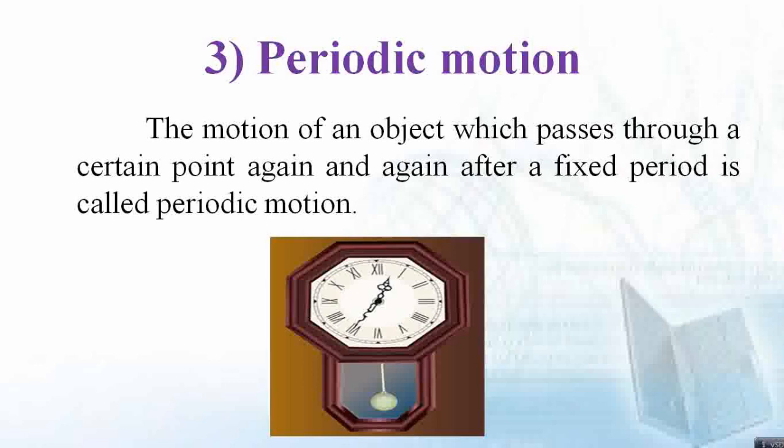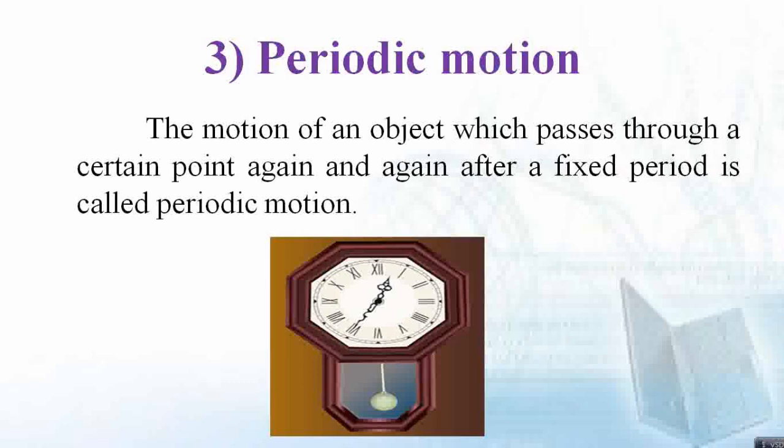The motion of an object which passes through a certain point again and again after a fixed period is called periodic motion. See here the example where we have considered the hands of a clock. They are moving, and after every interval, they come to the same place. So, motion repeated in equal intervals of time is called periodic motion.